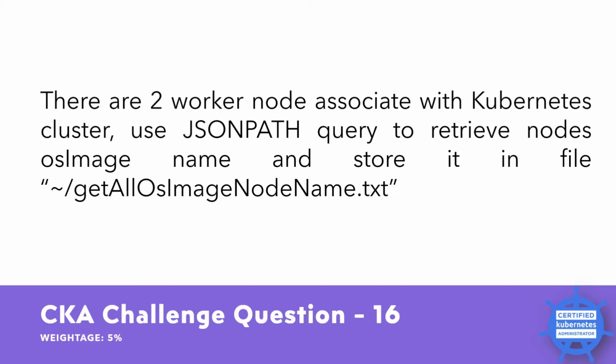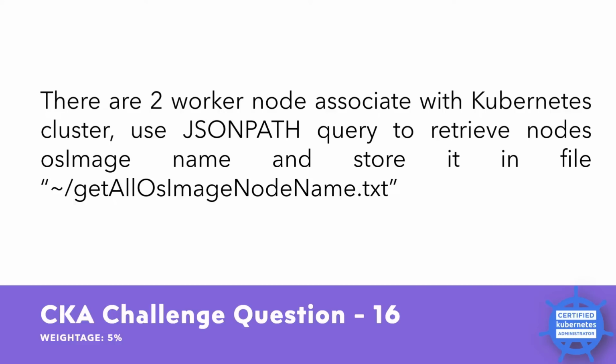Use a JSON path query to retrieve the nodes' OS image name and store it in a file, get all OS image node name.txt. This question is asking you to retrieve the OS image name of the two worker nodes associated with the Kubernetes cluster using a JSON path query and then store the retrieved information in a text file called get all OS image node name.txt in your home directory.